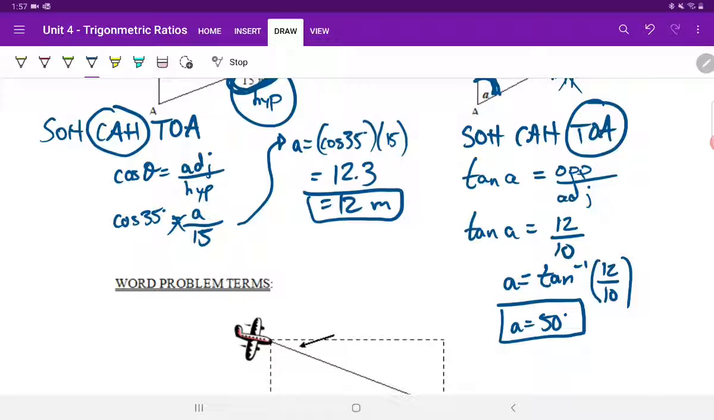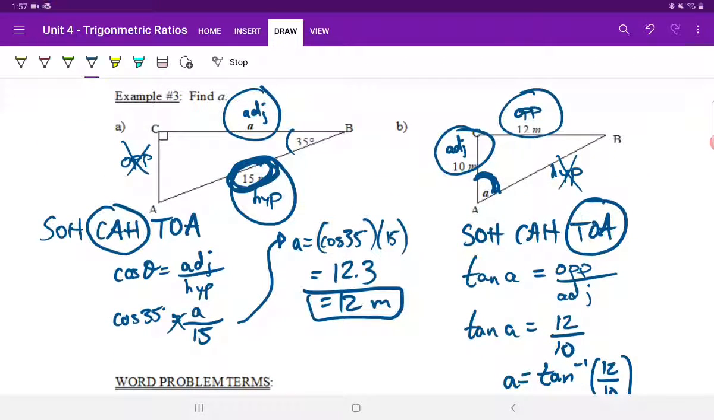Okay, pretty straightforward. I mean, look at what I did. I identified the angle of reference. I labeled my triangle accordingly. I circled what I needed to find. I crossed off what I didn't need. I chose the ratio that is relevant to my labeling. I subbed all the numbers into the formula, and I solved for the unknown.